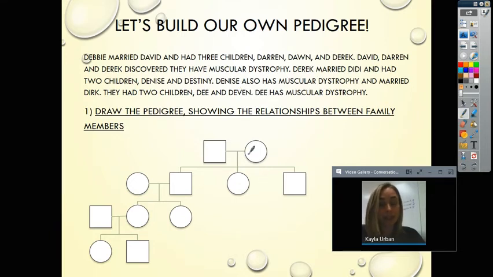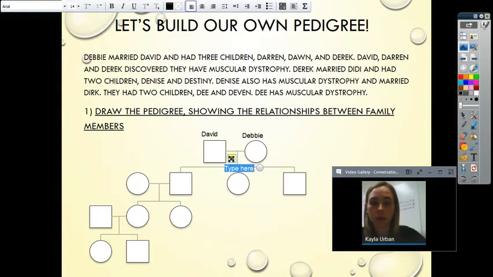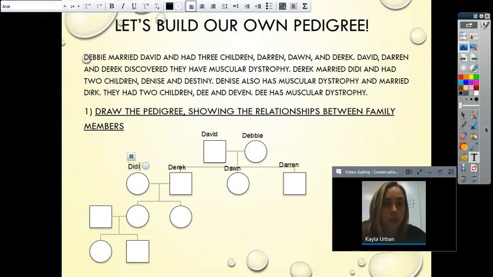Let's label who everybody is. So Debbie married David. These are the first ones. Darren, Dawn, and Derek. So Dawn has to be the girl. But then we don't know about Darren and Derek. So I'm going to put Dawn right here. They discovered they have muscular dystrophy. Derek married Dee Dee. So if Derek married Dee Dee, then this one would have to be Derek. Has a disease, then we're going to shade them in.